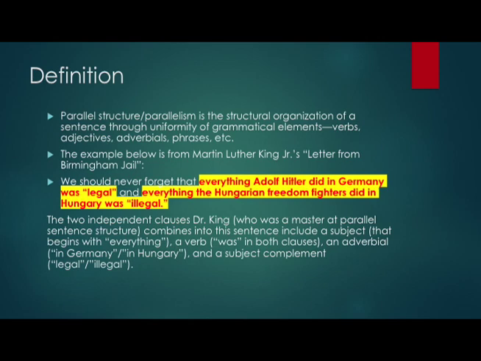both begin with the subject in the first part, everything Adolf Hitler did in Germany. Compare that to everything the Hungarian freedom fighters did in Hungary, followed by a verb, was, in both cases. And then in the first phrase, the term is legal. In the second one, it's illegal.